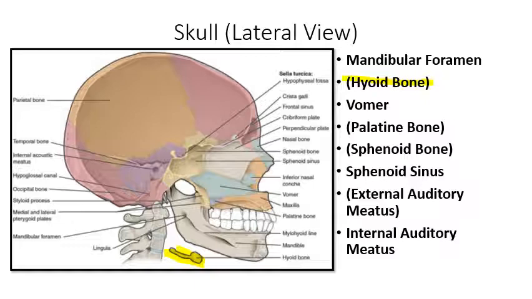Okay, now notice that there's a bone in the middle of your nose. We're looking at this from the side. This is a lateral view, right? But that bone is called the vomer, right? And then there are two bones around here that are called the palatine bone and the sphenoid bone, and we'll talk about those later. And then here we have the external auditory meatus.